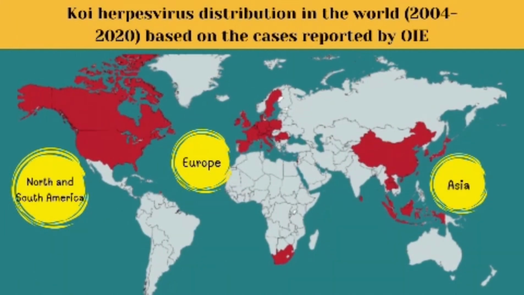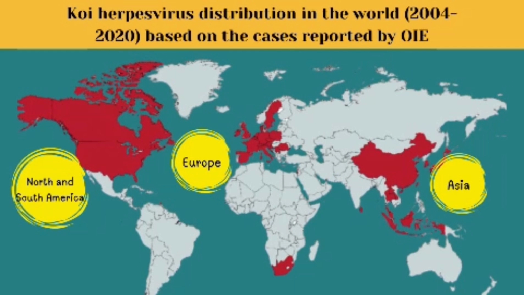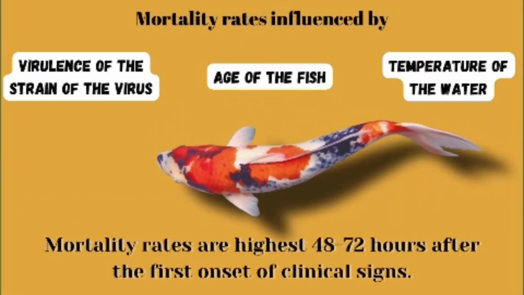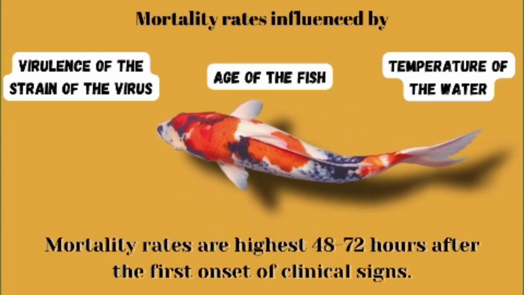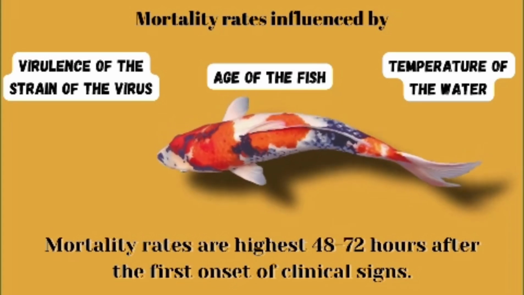So this is the distribution, where you can see that it is highly prevalent in North and South America, Europe, and also Asia. This is the most reported case by the OIE, and the mortality rate is influenced by the virulence of the virus, the age of the fish, and the temperature of the water. The mortality rate is highest 48 to 72 hours after the first onset of clinical signs.